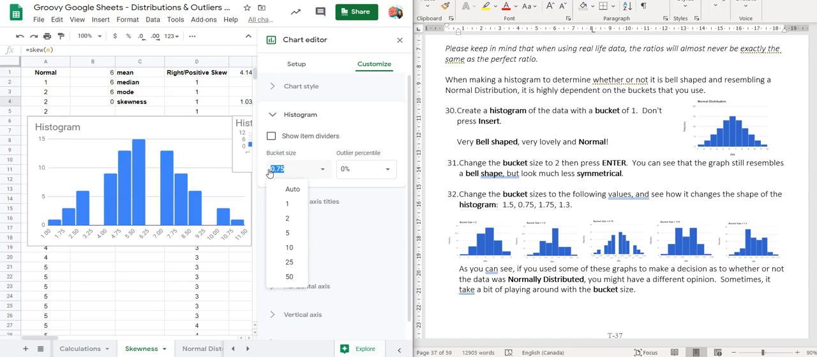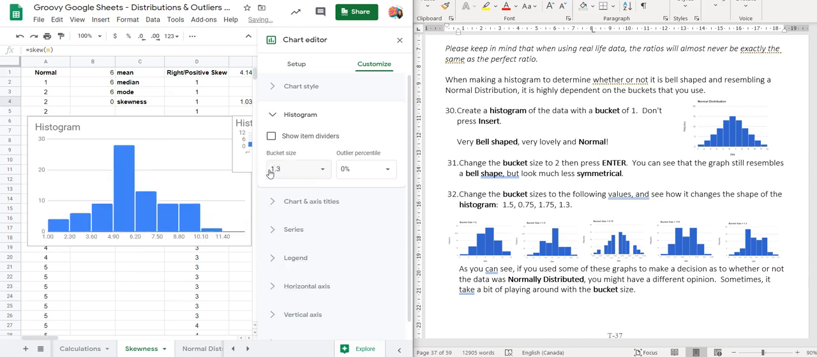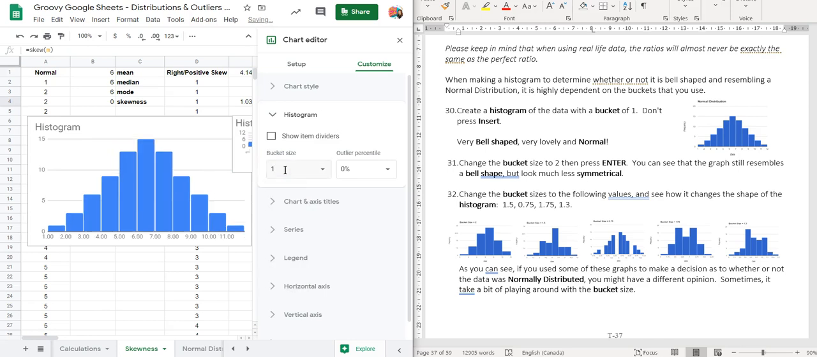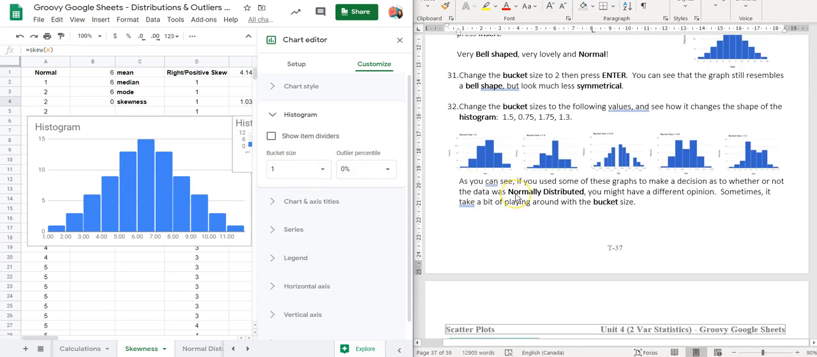If you change it to something like 1.3, you get something like this. Kind of looks like it's giving you the middle finger, but that doesn't look very normal at all. So the bucket size makes a huge difference when you're trying to decide whether your graph looks normal or not. So you might want to play around with a couple of different bucket sizes. As long as you're within that 5 to 10 range, then you're good. And that concludes this activity.